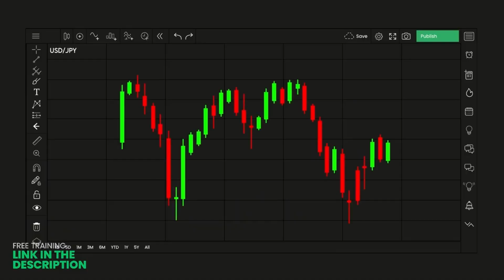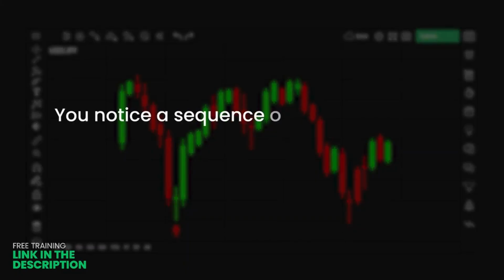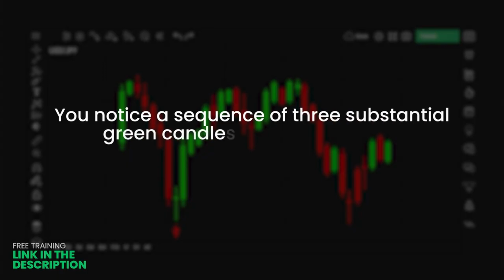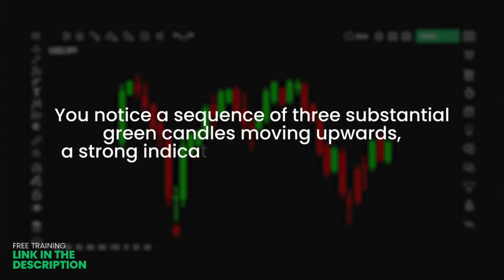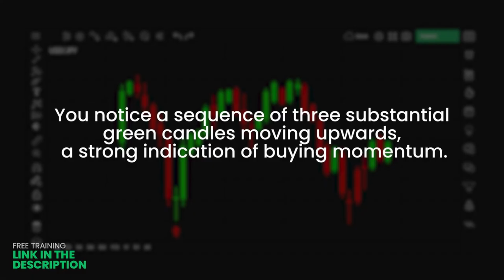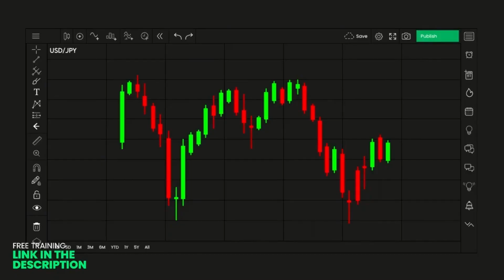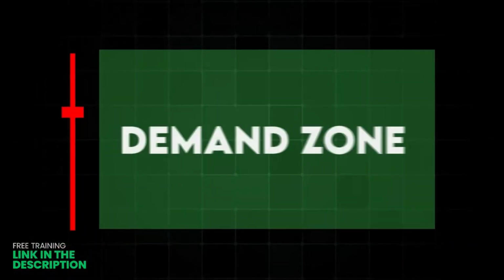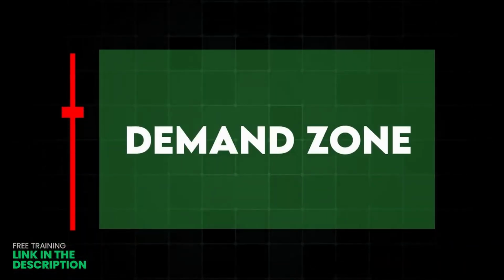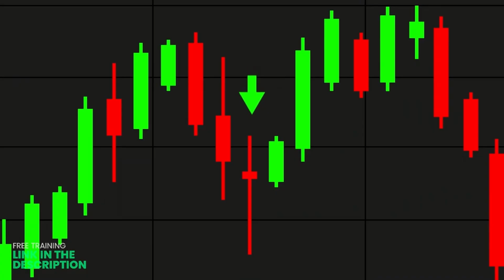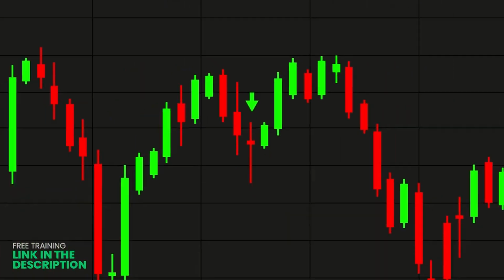Let's ground this with an example. Consider we're looking at the USD JPY currency pair. You notice a sequence of 3 substantial green candles moving upwards, a strong indication of buying momentum. The origin of this movement is a smaller red candle that precedes these green candles. You would draw your rectangle from the high to the low of this red candle and extend this zone outwards.